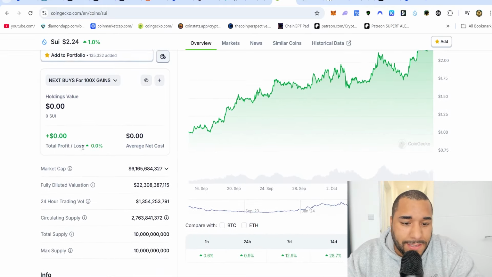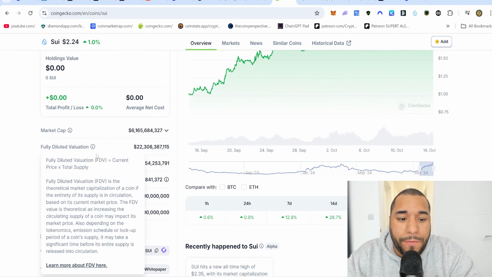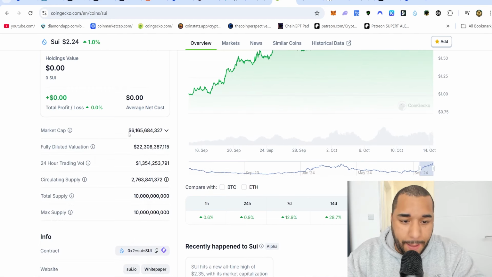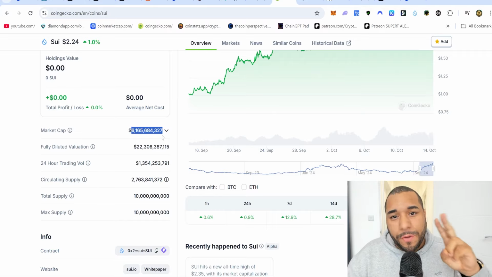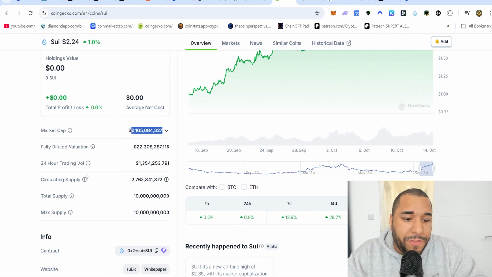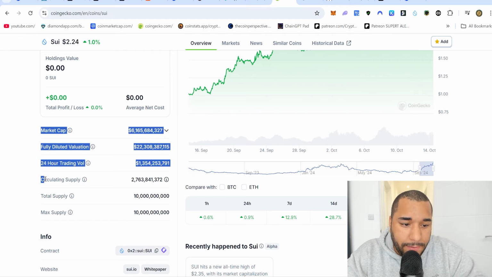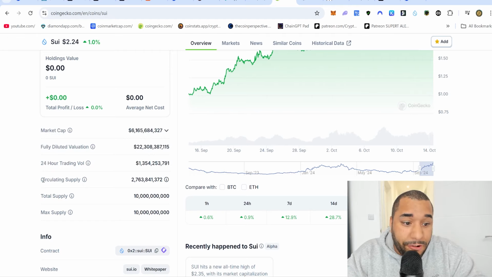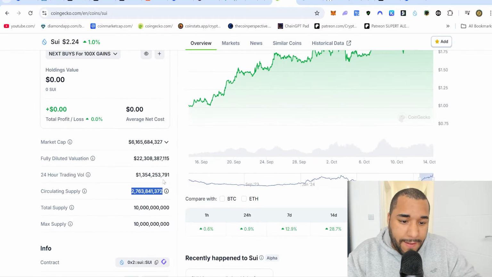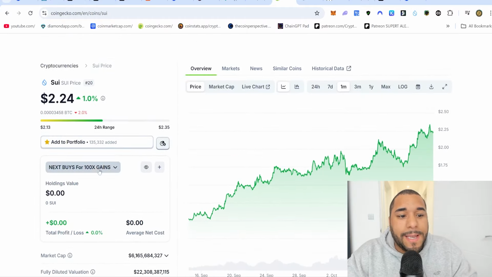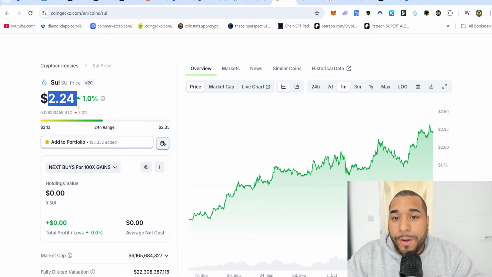If we scroll down, we start to see the most important technical part of this coin. Market cap. How do we understand the market cap? Well, the market cap is made up of two things. It's made up of the circulating supply, right? The supply that's circulating right now, meaning what tokens are available for people to buy. They take these tokens that are available for people to buy and they times it by the price of the coin, right?